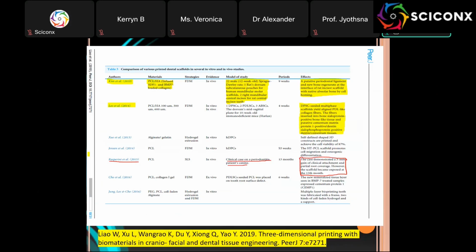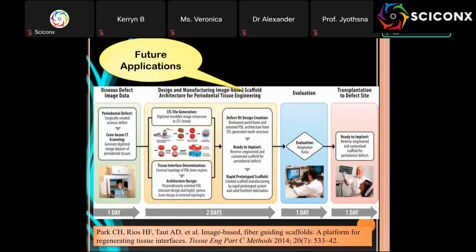However, in 2011, Moria et al. introduced orthodontic mini screws into clinical practice. So these are certain future applications of this 3 dimensional printed technique. Again, in case of an osseous defect, the image is going to be transferred on a computer screen. Then there will be a designing or the manufacturing of the image-based scaffold.